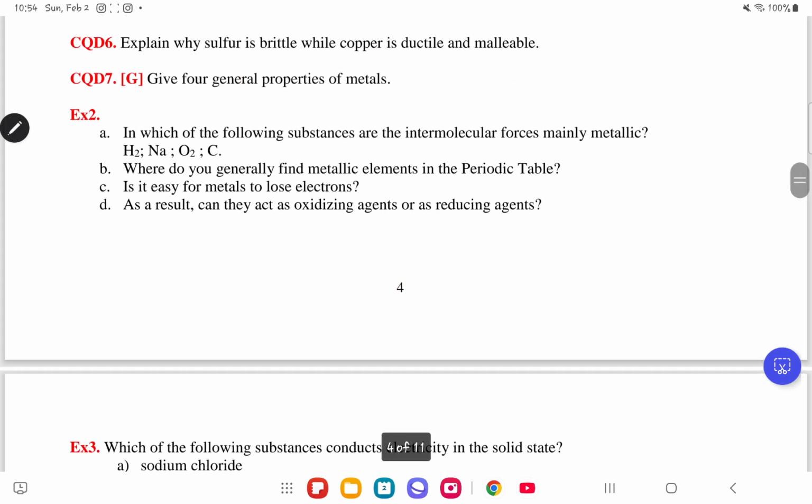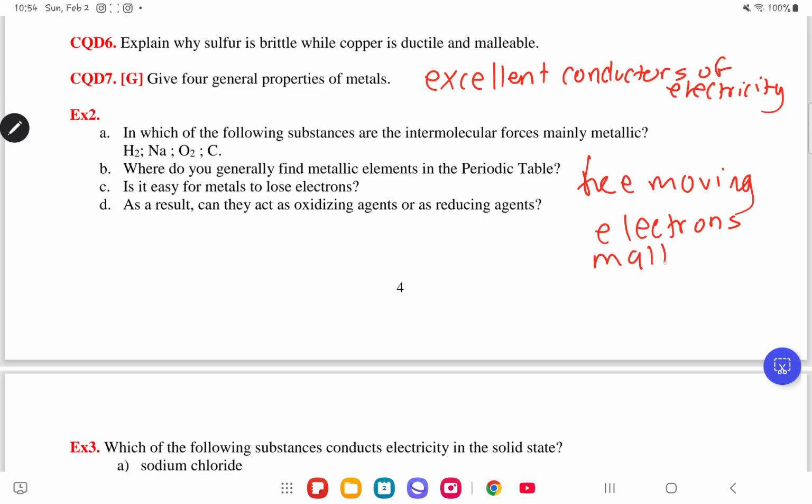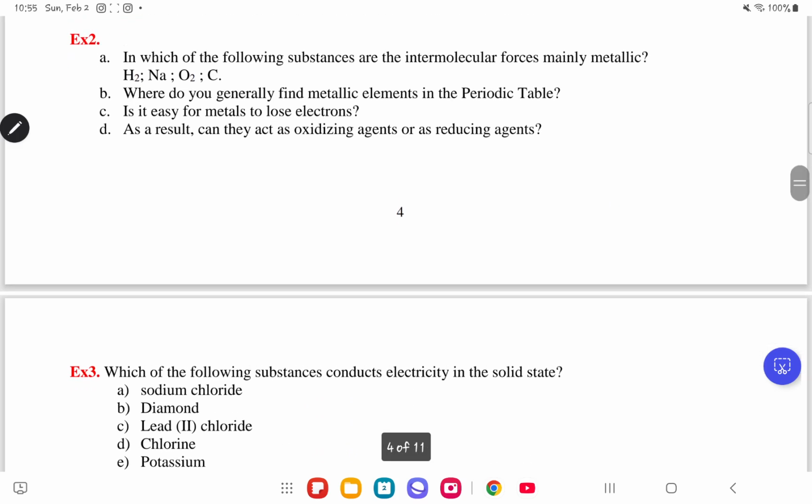Okay, CQD number 7. Give 4 properties of metals. Very simply, they are excellent conductors of electricity, they have free moving electrons, they are malleable, meaning it's hard to break them, they are also ductile, and they have a shine. That's pretty much it. So now we move on to exercise 2.